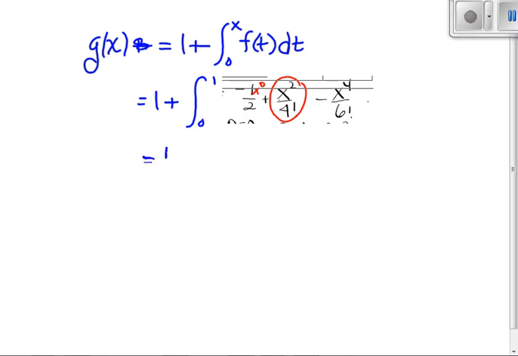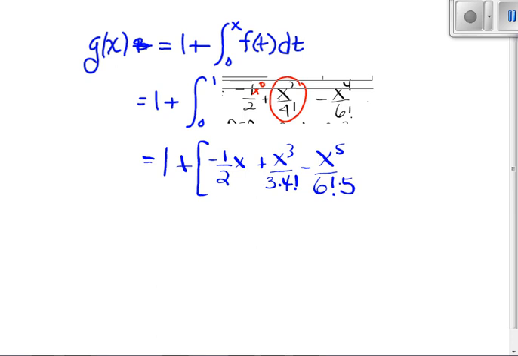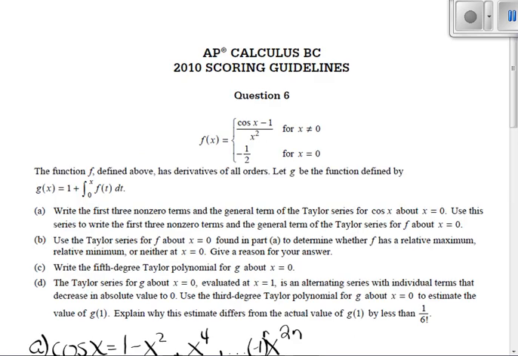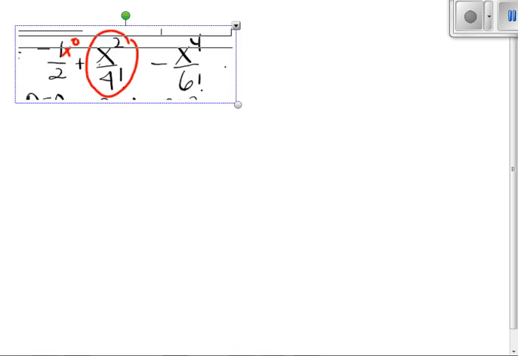So it's 1 plus, and the integral of negative 1/2 is negative 1/2 x. The integral of this is plus x cubed over 3 times 4 factorial. And the integral of this is minus x to the 5th over 6 factorial times 5. And if you don't get what you're looking for, then you're either interpreting it wrong, it's the 5th degree polynomial, or you might be thinking 5 terms. So make sure you check that. And it asks for the 5th degree polynomial, because they're not going to make a mistake.